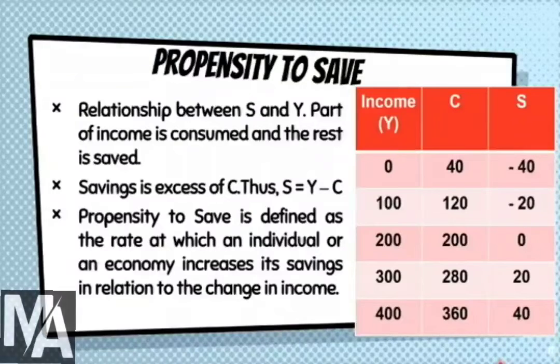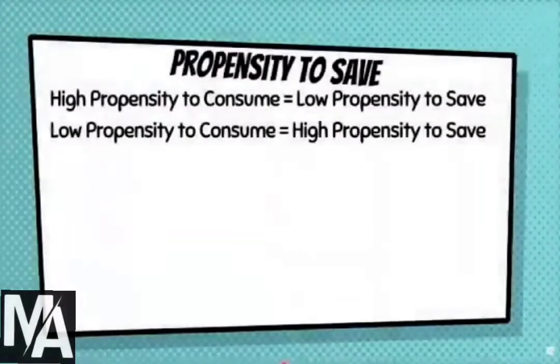So as we studied in propensity to consume, since there is a relationship between consumption and income, there is also a relationship between savings and income as well. So propensity to save is defined as the rate at which an individual or an economy increases its savings in relation to the change in income. So we see an increase in savings here. From negative values it is moving towards positive as the income increases. And so this relationship between savings and income, the rate at which savings is slowly increasing in relation to income, is called the propensity to save.